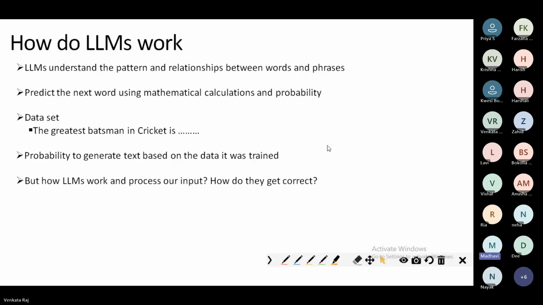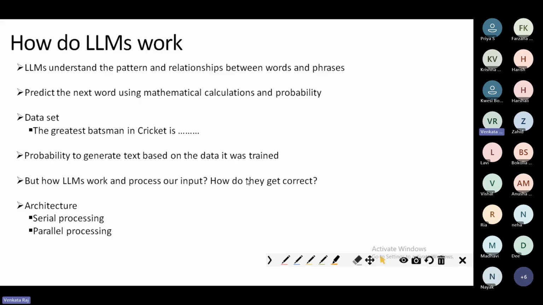So now the question is, yes, it is using the mathematical models, it has that probability and all those things. But for that to work correctly, some mechanism has to be there, some process has to be there. Yes or no? So how LLMs work and process our input, and the tokenization I told you about, right? The tokenization process is there. How the LLMs get correct answers, very, very important.